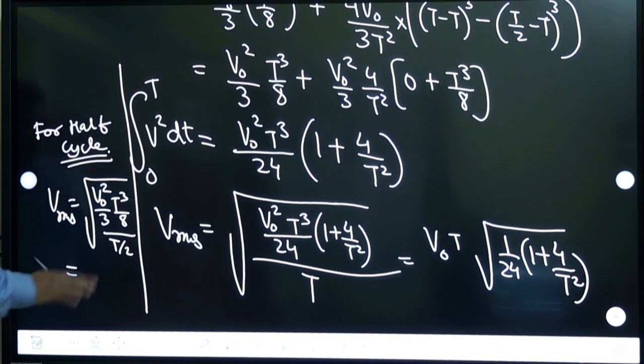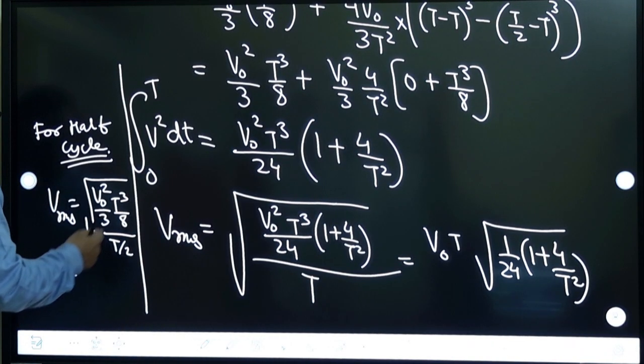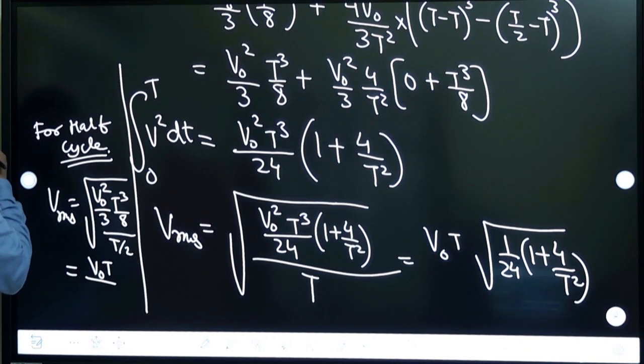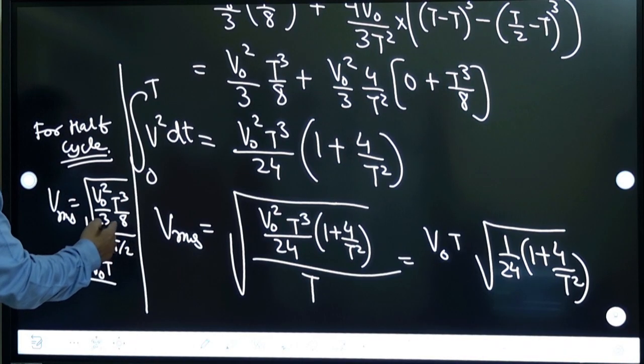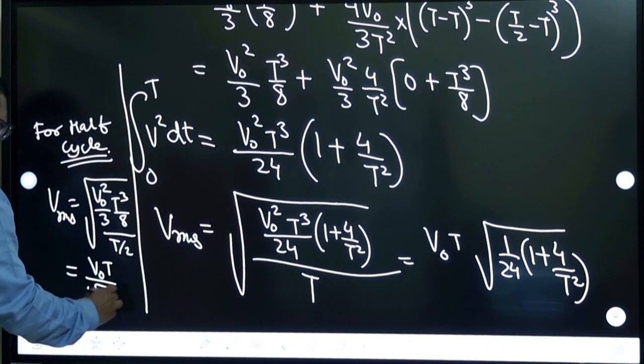I think V naught by root 3 will not come. You check this calculation. T also will get cancelled. T square, T also will come. So V naught T will also come. Here 4 will come. Correct? 4 is also coming. So 2 will get cancelled. 4 into 3, 12 will come. So root under 12 will be coming. Check this.